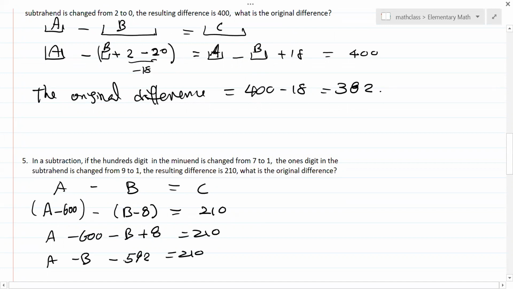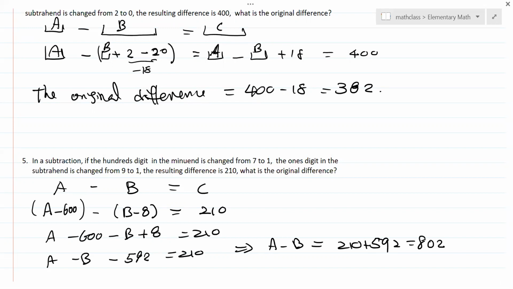Then you get 210. So what is the original difference? You have to add 592 to 210. So A minus B, the original difference, will be 210 plus 592. Right? It's going to be 802. So we figured out the original difference.